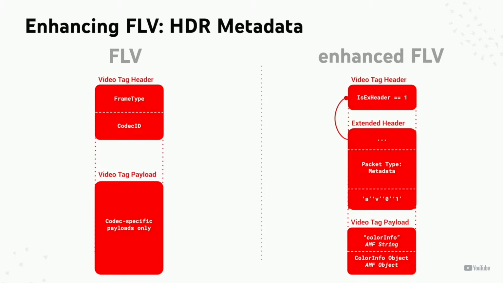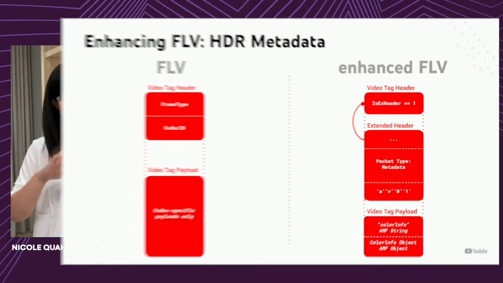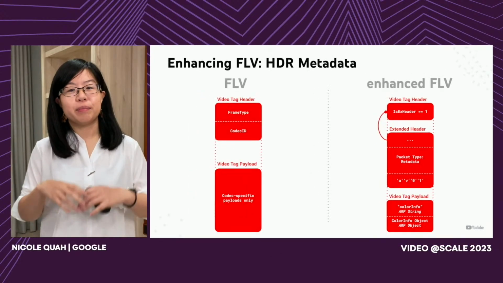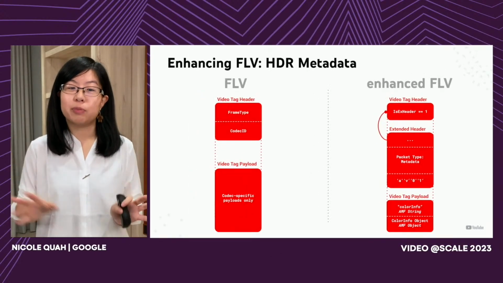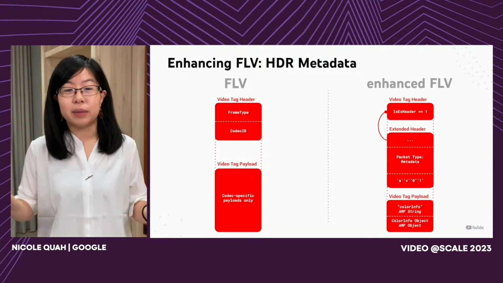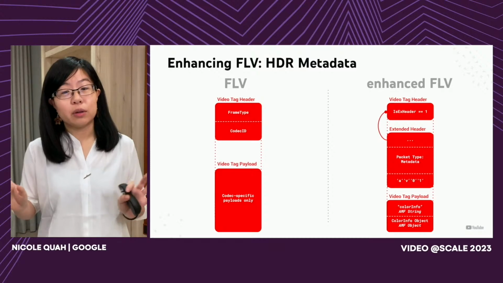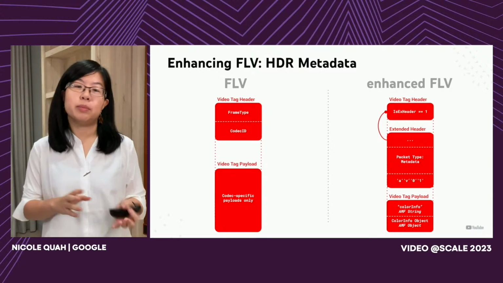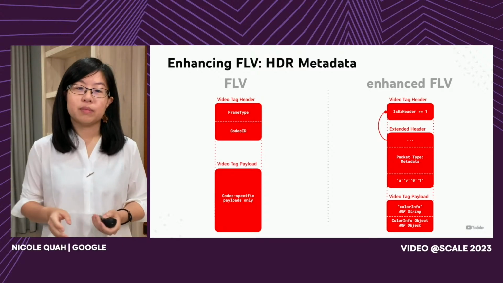Within this metadata packet type, which I know is a fairly generic name, you actually write an AMF string called color info, and after that you write an AMF object. Within the AMF object, you can encode basic properties like color primaries and transfer characteristics, which are important for carrying HDR-related metadata. And you can also encode more advanced properties like minimum and maximum luminance.